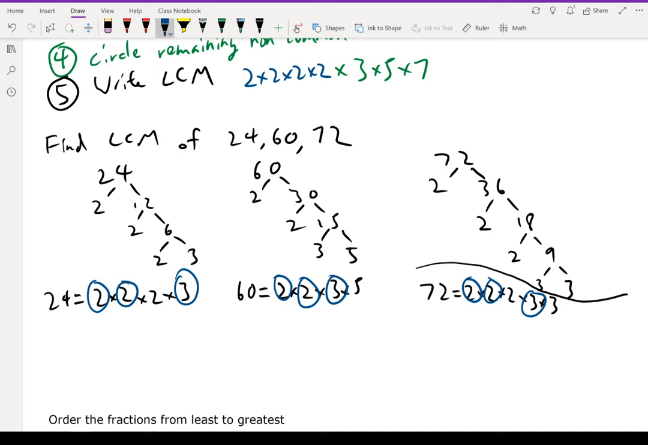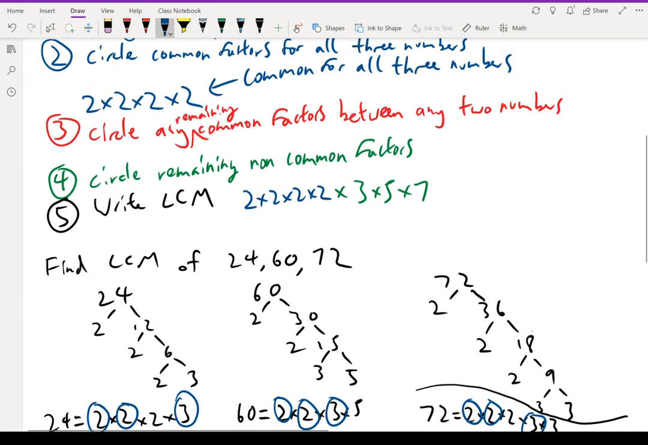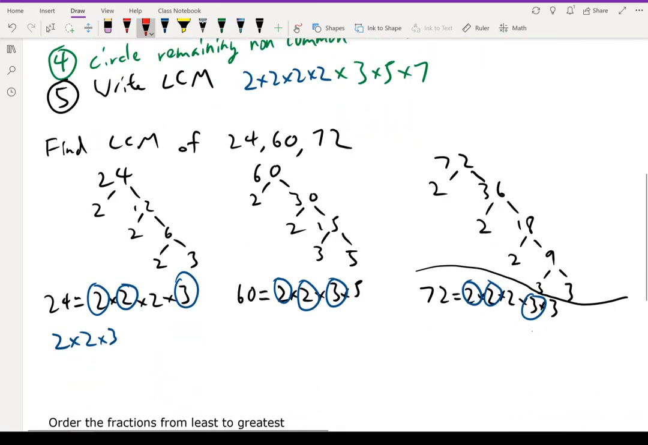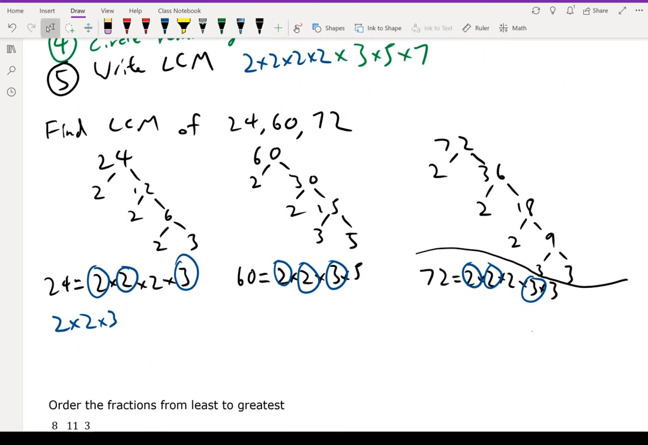There's no more 2 left for that 60, so I cannot circle that 2 anymore. So I can quickly write down it's going to be 2 times 2 times 3 for my green part. And then with the red part, circle remaining common factors between any 2 numbers. Any common factors between any 2 numbers? Yes, I have a 2 and a 2 over here. So I can write down that 2 once.